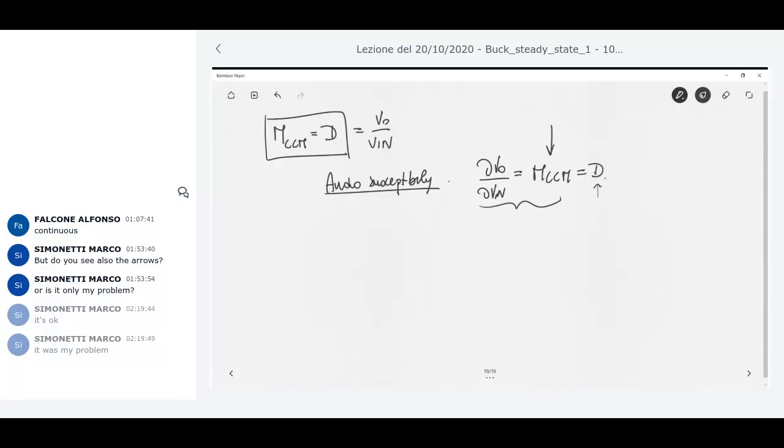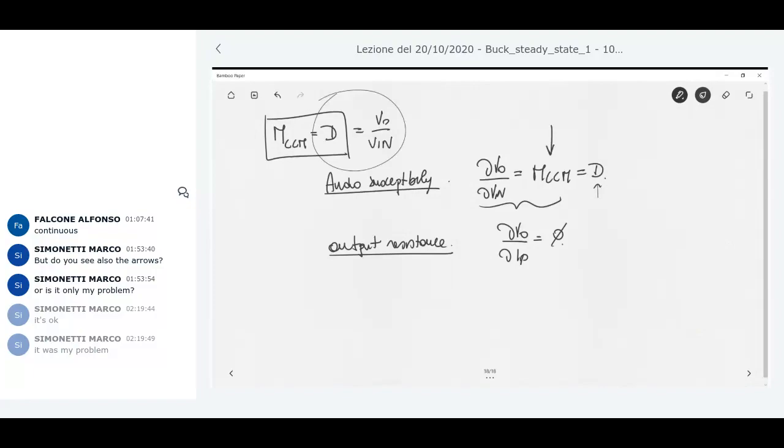Small signal output resistance is the quantity V naught variation over I naught. If I look at the expression of V naught, which is indicated here, there is no mention of the output resistance or output current. So I can say that the output resistance of the buck in CCM is null.